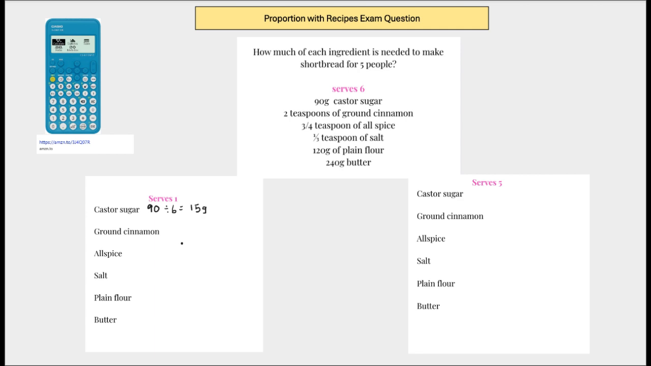Next is ground cinnamon. We have 2 teaspoons of ground cinnamon. Don't get fussed about this. Just follow the recipe. Don't overthink it. All you're doing is dividing everything by 6. So it doesn't matter if it's a teaspoon, millilitre, whatever. You're just dividing it by 6. So 2 divided by 6 is 1/3.